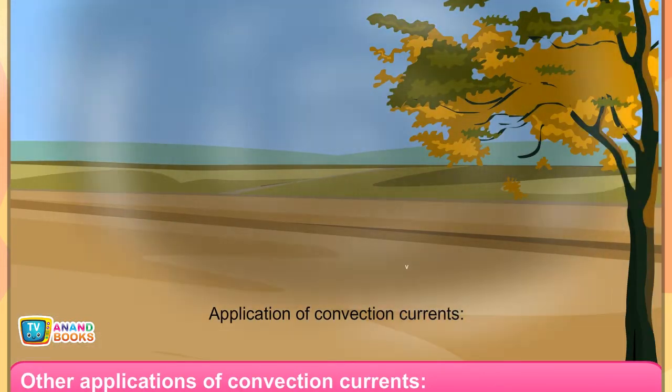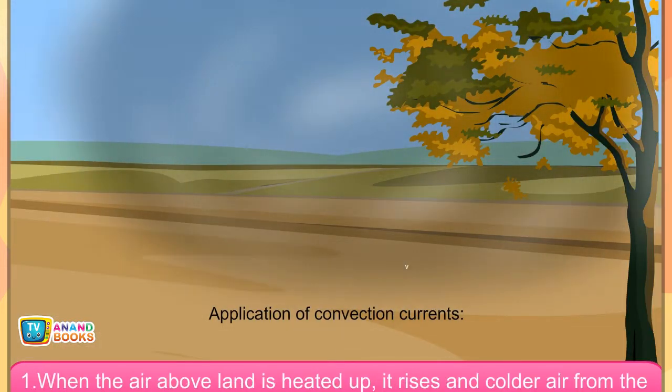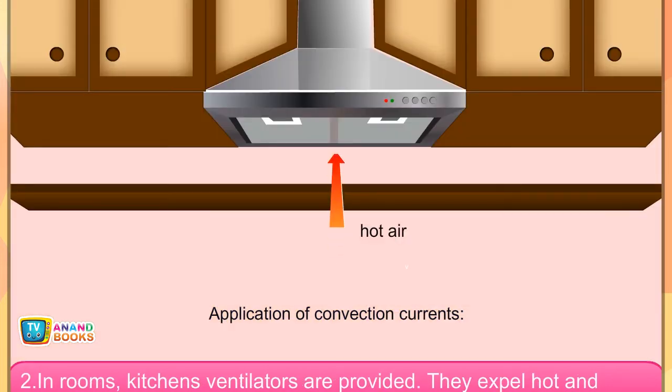Other applications of the convection currents. Number 1. When the air above land is heated up, it rises and colder air from the nearby surroundings rushes to take its place. This gives rise to storms. Number 2. In rooms, kitchens, ventilators are provided.